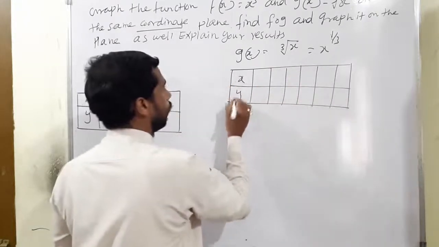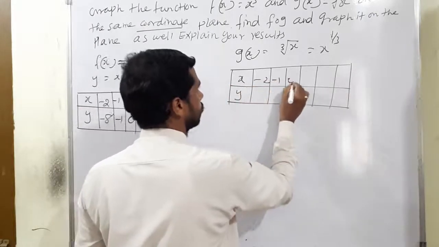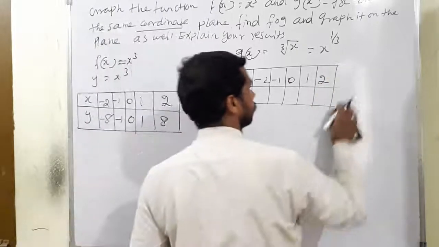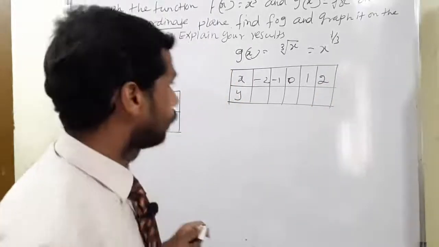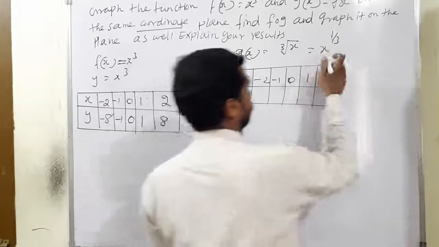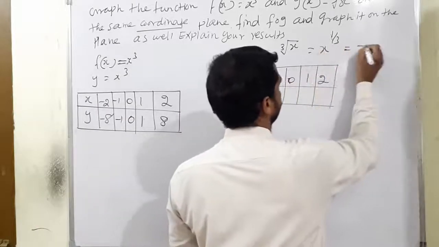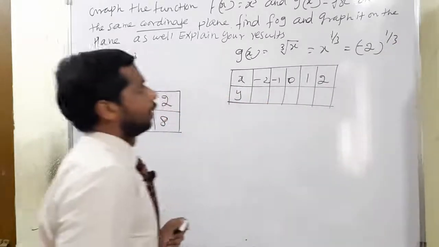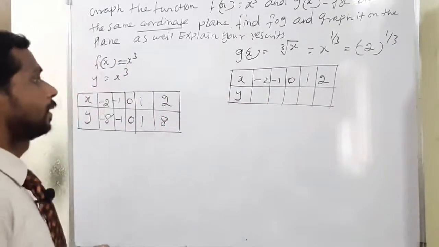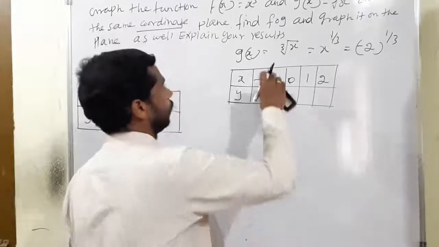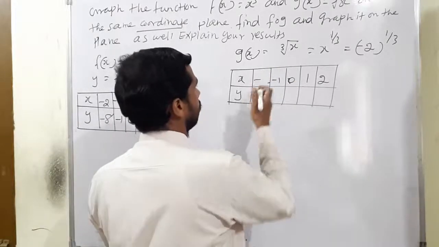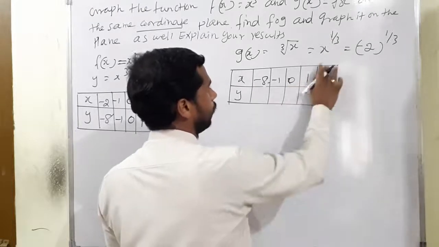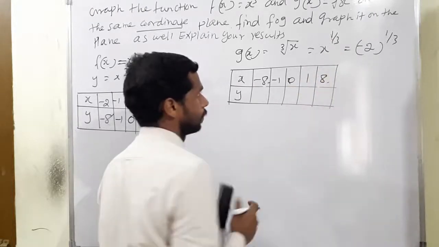So x, y: minus 2, minus 1, 0, 1 and 2. Now look at this, instead of x, take minus 2, which means minus 2 whole power 1 by 3. Otherwise minus 8, sorry. Here minus 8, okay. Then only it will be possible because the power is 1 by 3, no?